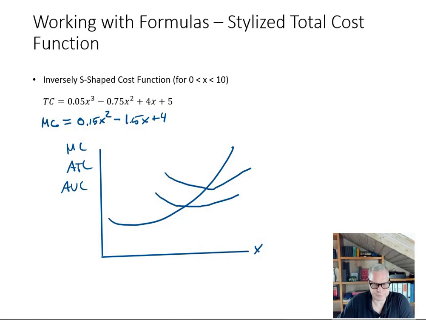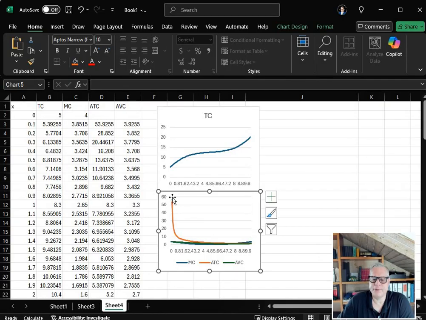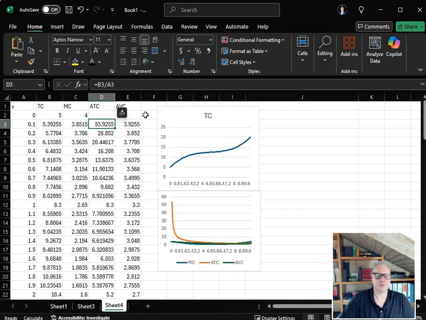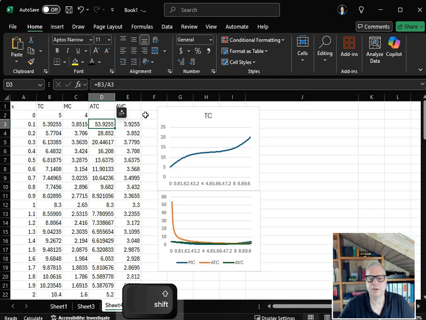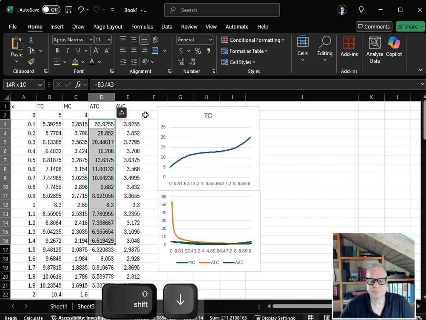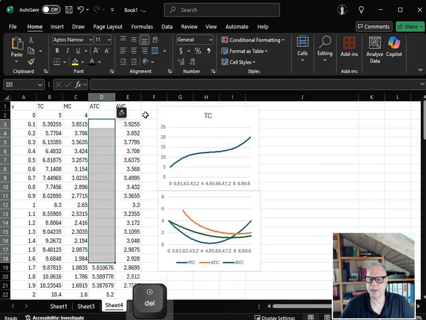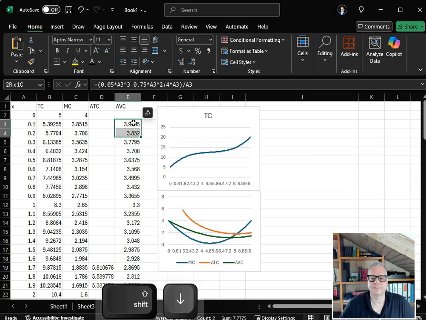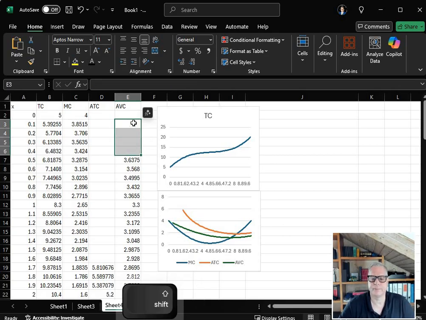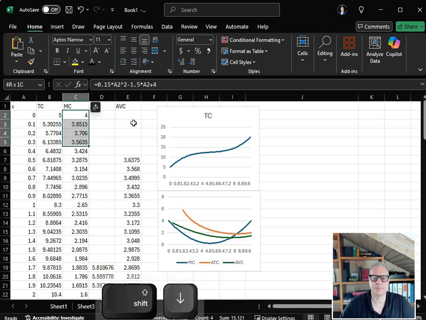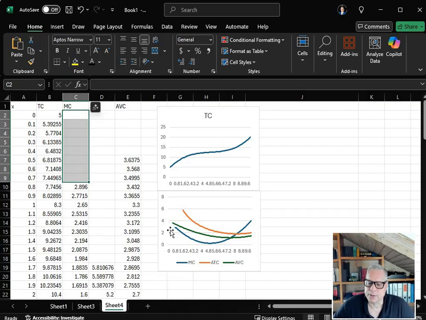So the problem is that we have those very high values from the average total cost function. So I just blank out a few. Maybe if I blank those out, you can already see it looks much more right. I can blank out some here as well. Okay, so now we have here the blue one, the marginal cost, average total cost, average variable cost.